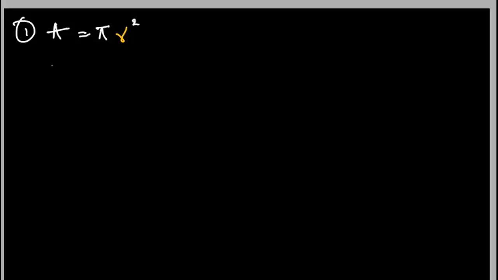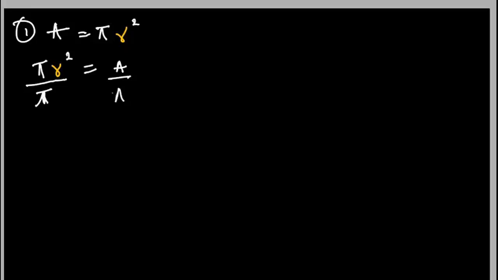We have pi R squared, which is rearranged to be on the left, and A should be on the right hand side. So A equals pi R squared, which means pi R squared equals A. And to get the value of my R, first I must divide both sides by pi. Divide both sides by pi.